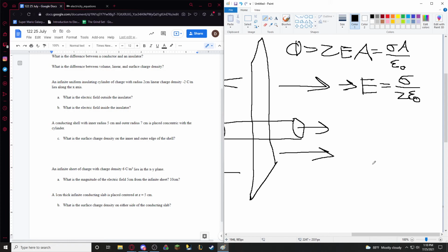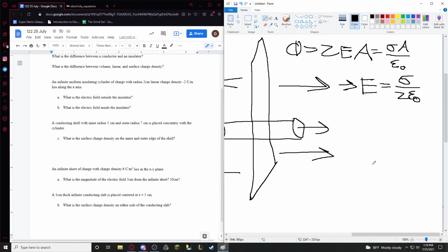But you'll see examples where you're working with a sheet of charge that is effectively infinite. You'll see that with capacitors in the next week or two. I think it should be this upcoming week.